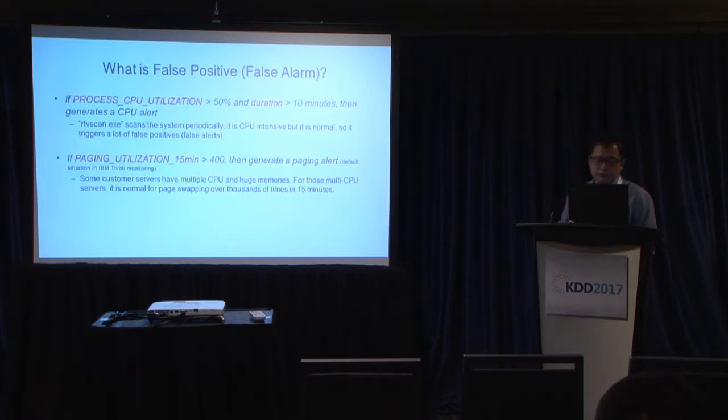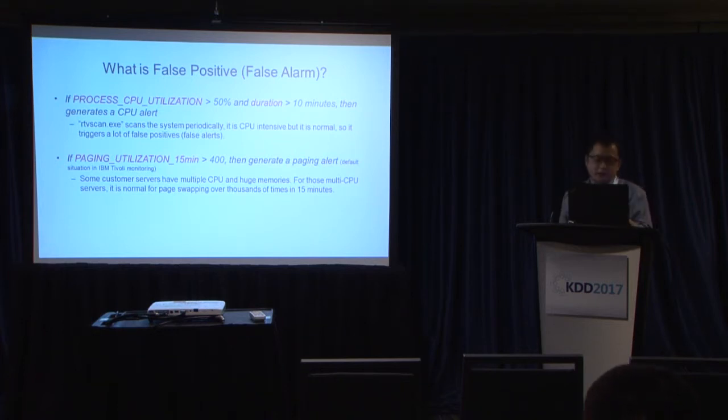So for example, here is one example: if process CPU utilization is greater than 50% and the duration is bigger than 10 minutes, then generate a CPU alert. So one question we ask is, is this monitor condition good? How do you generate this condition? How do you get these conditions?